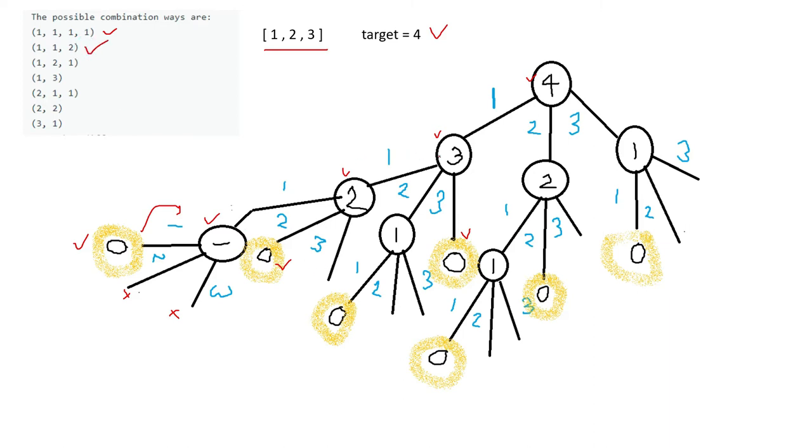So if we go back here, from here it will be 1, 1 from here it will be 1, so it will be 1 plus 2 plus 1. Now if we come back again, here it will be 1 plus 3, and then from this point it will be 2 plus 1 plus 1.